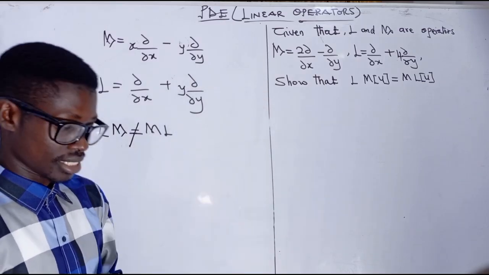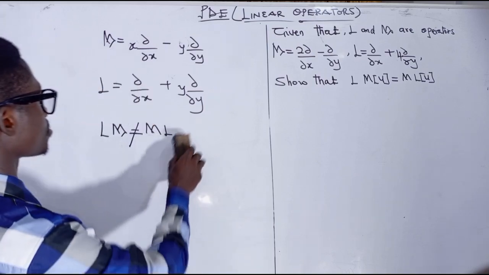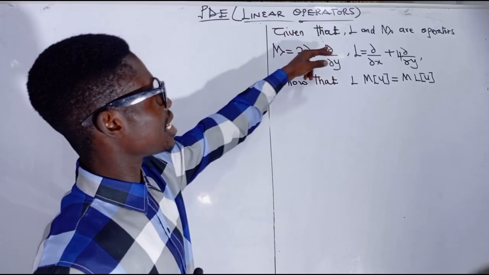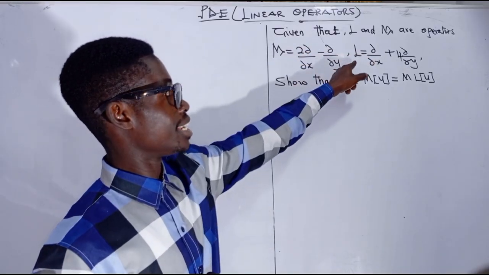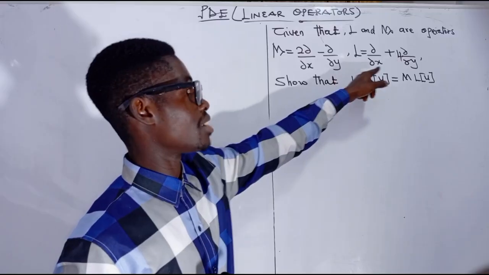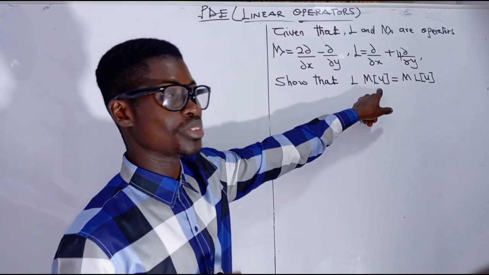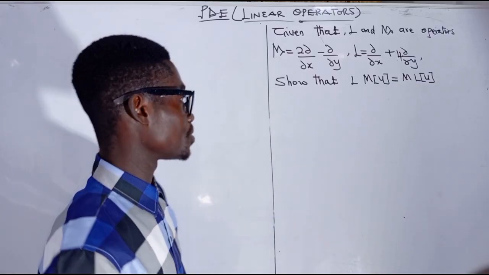So let's look at the example on the board. This is the example that I want to look at. Given that L and M are operators, M is defined as that, and operator L is defined as this. We want to show that operating L on MU will be the same as operating M on LU. This is what we want to look at.